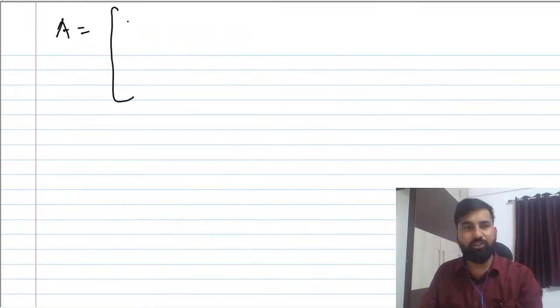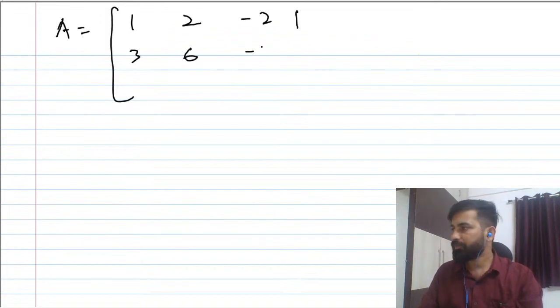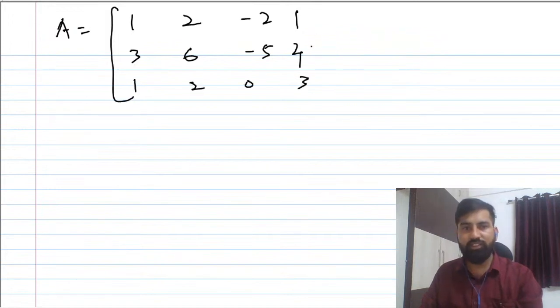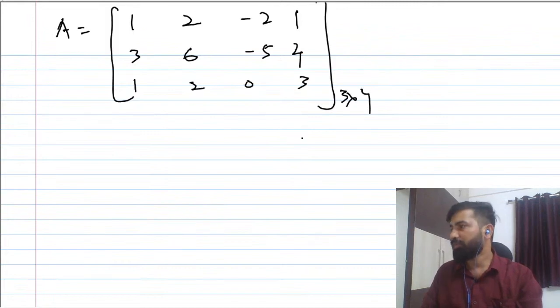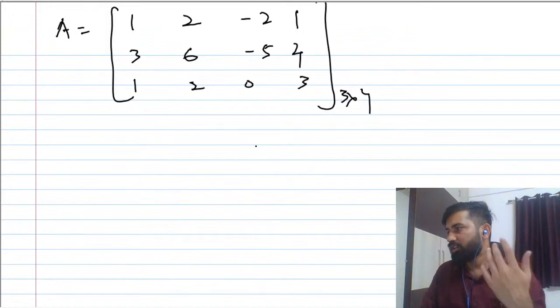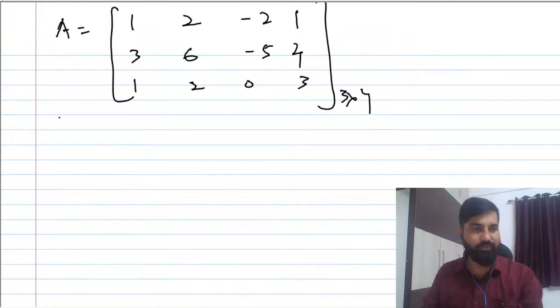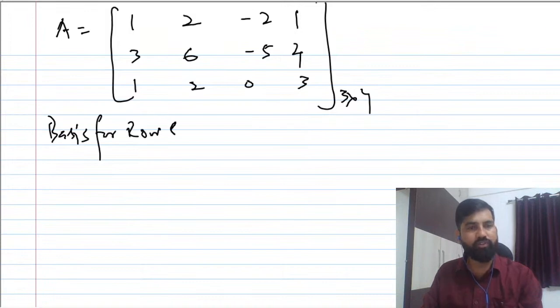and this matrix is not a square matrix, right? So, 1 2 minus 2 1, 3 6 minus 5 4, and 1 2 0 3. ये आपके पास मैट्रिक्स दिया है which is not a square matrix, 3 by 4, right? तो आपको यहाँ पर बेसिस अगर फाइंड करना है, बेसिस फॉर रो स्पेस एंड कॉलम स्पेस, ये पहला क्वेश्चन हो गया.